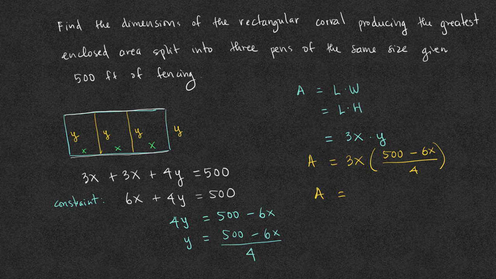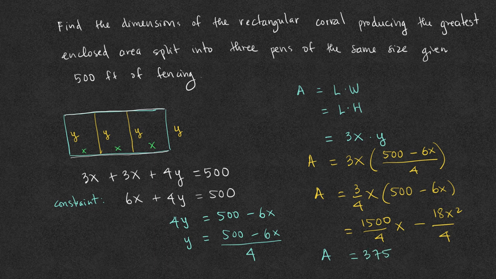Simplifying this, we have the area equals 3 over 4 x times (500 minus 6x). Multiplying this out, we have 1500 over 4 x minus 18x squared over 4. And this is A equals 375x minus 9 over 2 x squared, since 1500 divided by 4 is 375, and 18 divided by 4 is 9 over 2. This is a quadratic equation, and it represents the area.